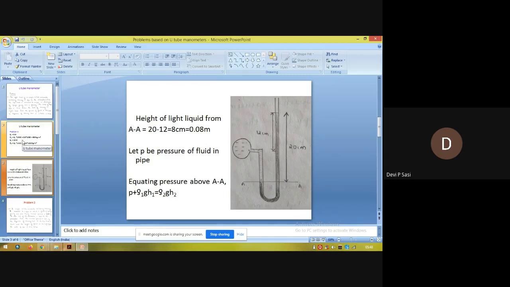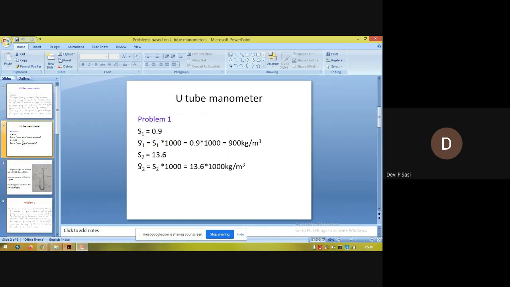Now let us write the given data. S1 is the specific gravity of the light liquid which is contained in the left column. So S1 is equal to 0.9. Then what will be rho 1? S1 into 1000, so 0.9 into 1000, that is equal to 900 kilogram per meter cube.